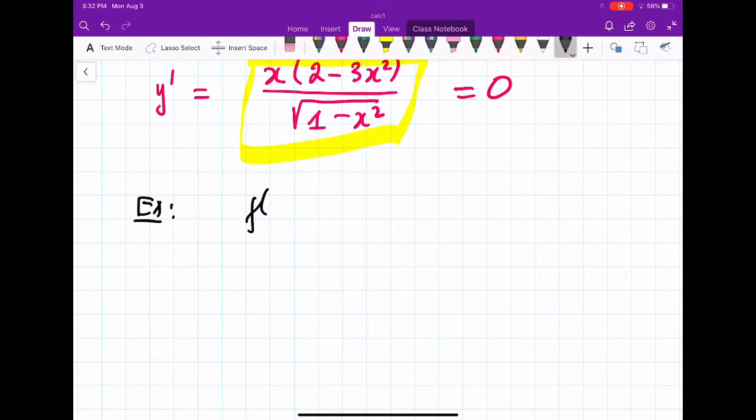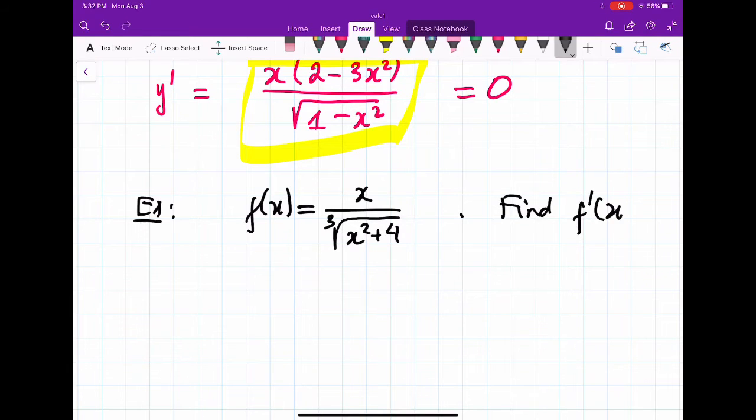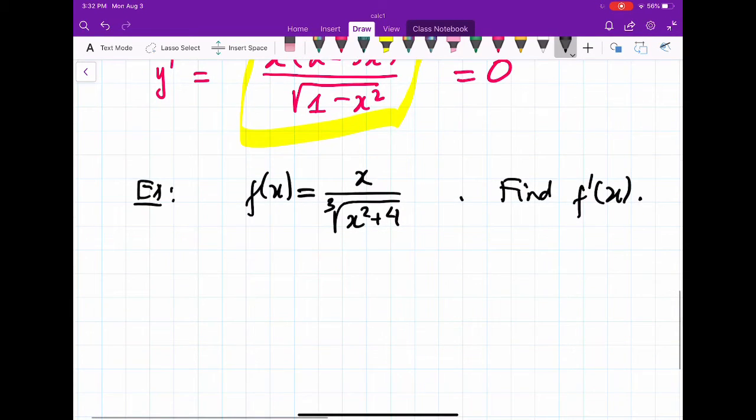You have f of x equal to x over cube root. Okay, now we'll work with cube root of x squared plus 4. So let's find the derivative of this function. We may use the quotient rule, agree?